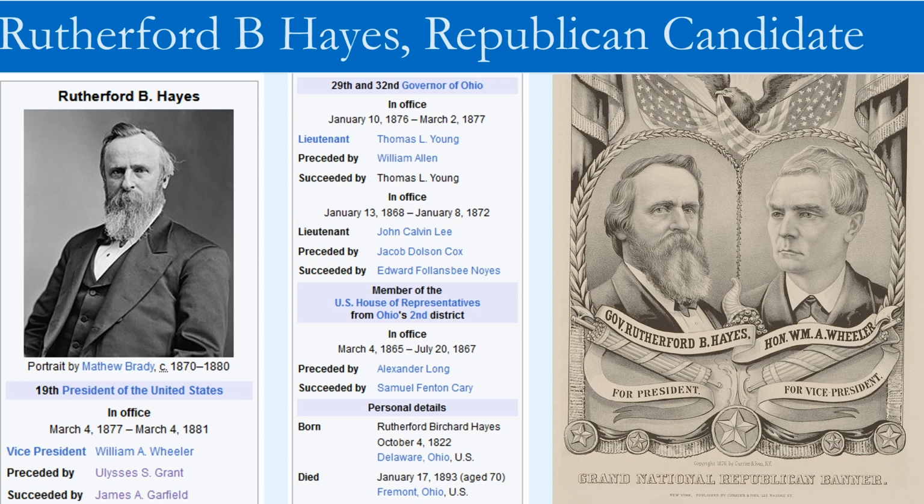Now, the Republican candidate, Rutherford B. Hayes, was born in Ohio in 1822. After attending college, he attended Harvard Law School and was an early supporter of Abraham Lincoln, fighting as an officer in an Ohio volunteer regiment. He was first elected to Congress while he was a Union soldier in 1864.